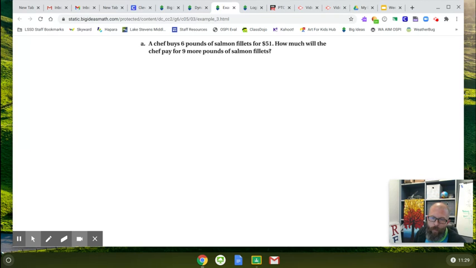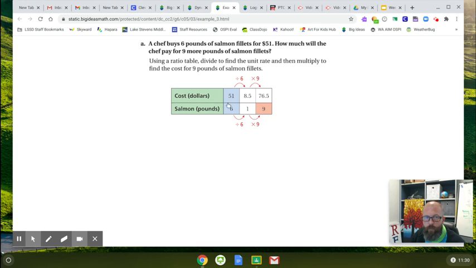So my strategy would be to find the unit rate. So how much does 1 pound cost? And then multiply that times 9. So let's see how they do it. Using a ratio table, divide to find the unit rate and then multiply to find the cost for 9 pounds of salmon fillet. So they're doing it the same way I would.